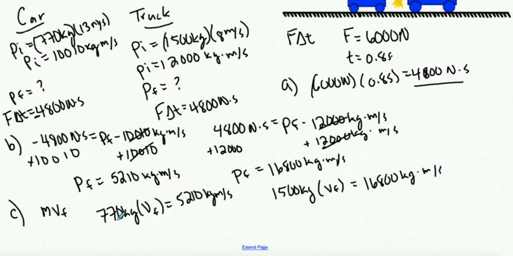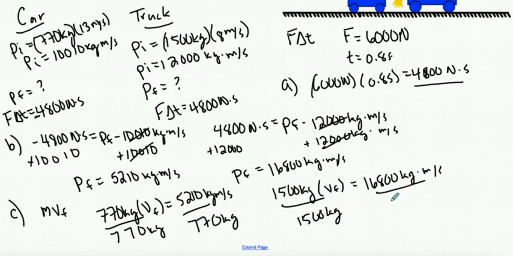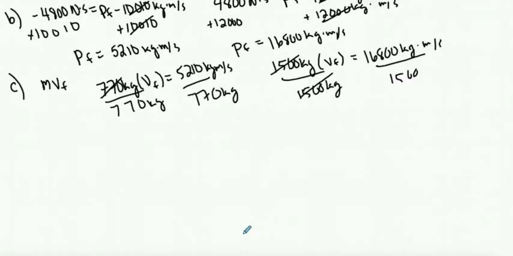So we just need to divide out these masses here to get what we want for our final velocity. Okay, so we'll divide by 1,500 here. So let's do that and see what we get for our final velocities. So for the car, we're going to have a final velocity of 6.77 meters per second. And for the truck, we're going to have a final velocity of 11.2 meters per second.